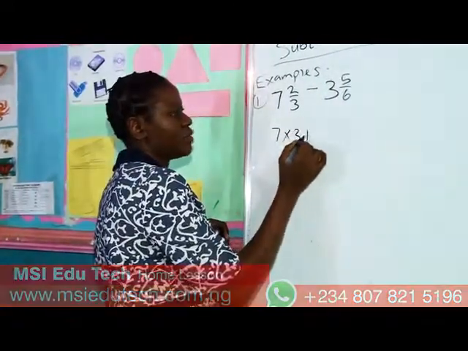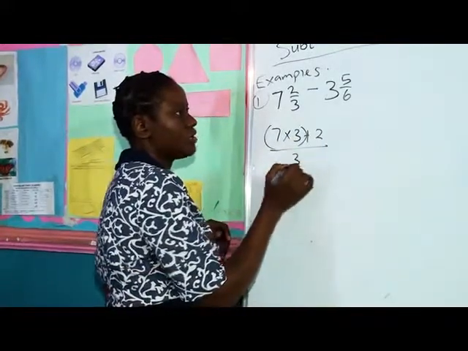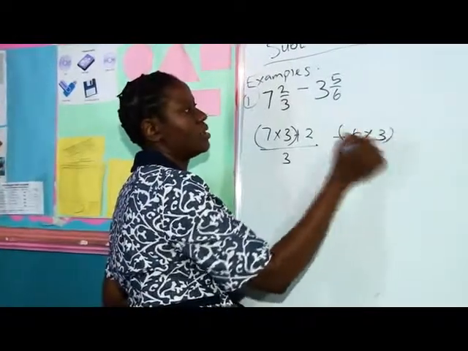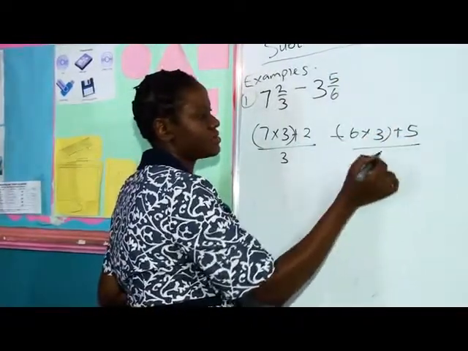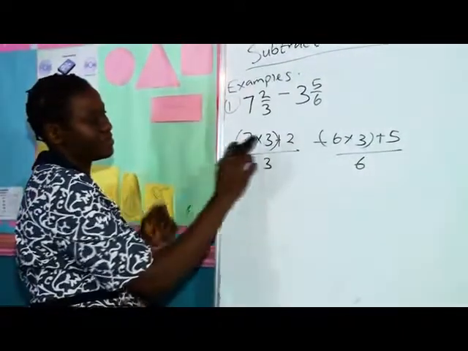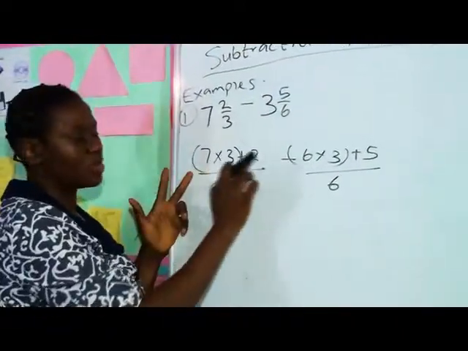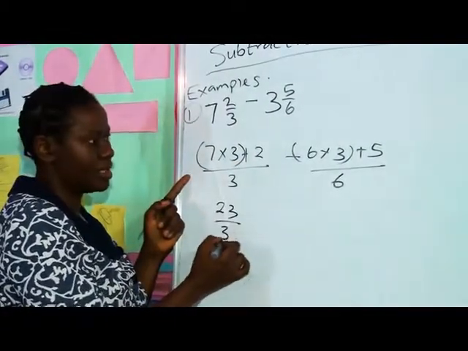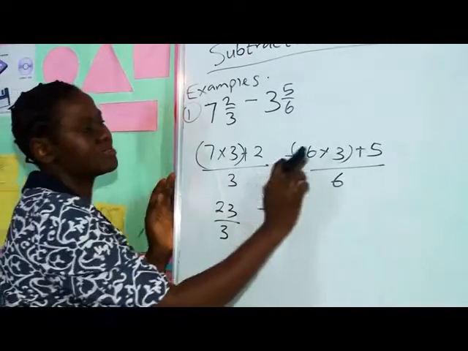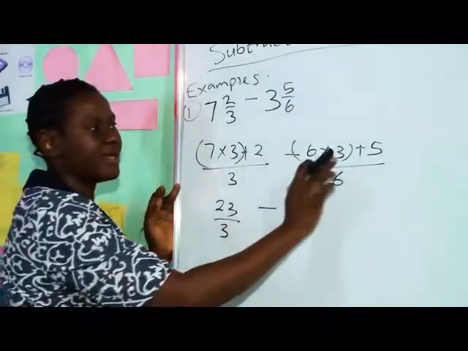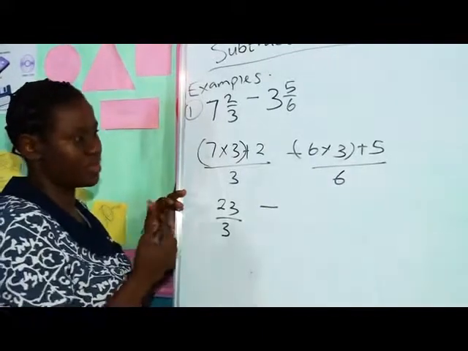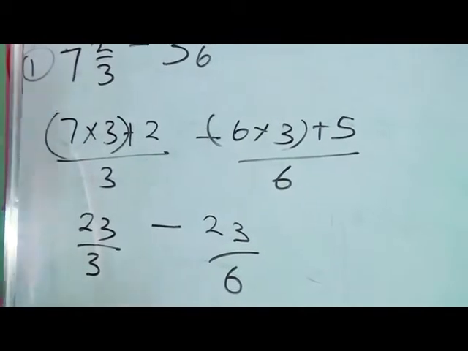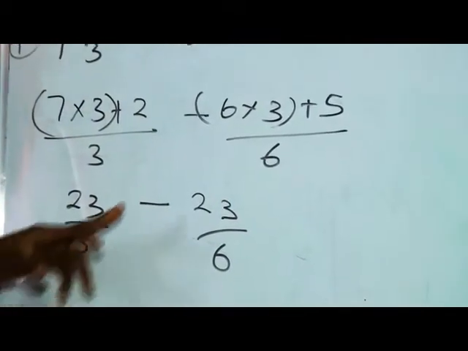7 times 3 plus 2 all over 3 minus 6 times 3 plus 5 over 6. 7 times 3 is 21. 21 plus 2 is 23. So I have 23 over 3 minus 6 times 3 is 18. 18 plus 5 is 23. I have 23 over 6. Wow. 23 over 3, 23 over 6.